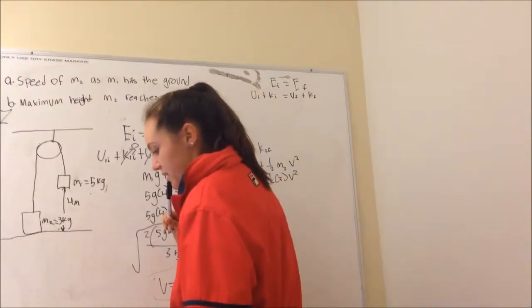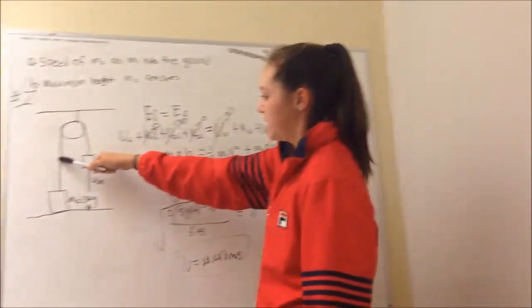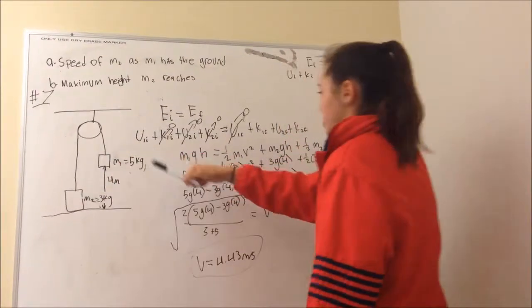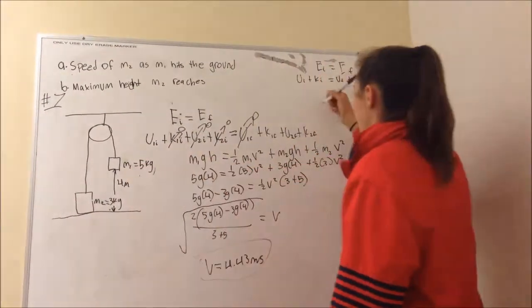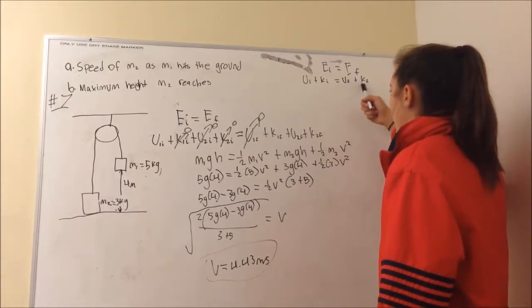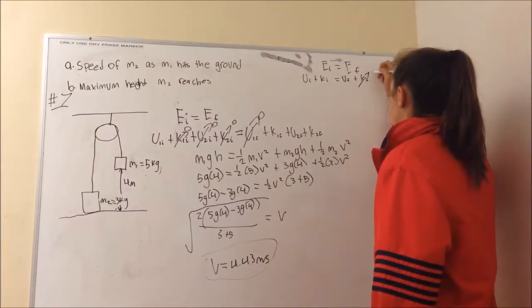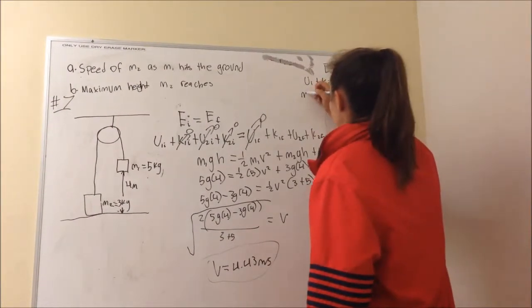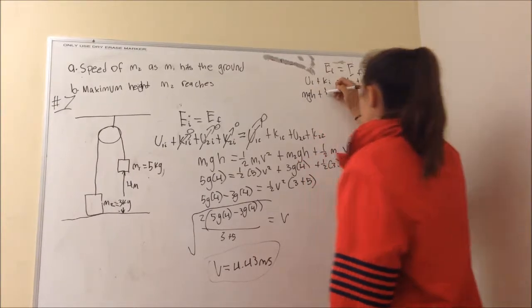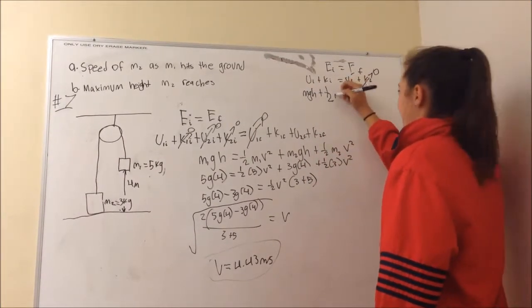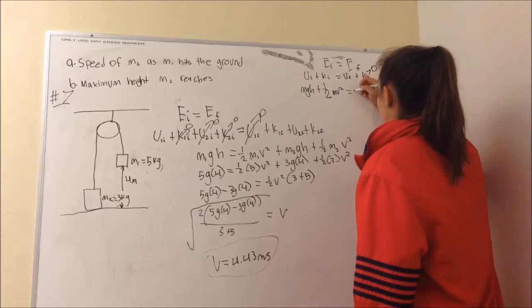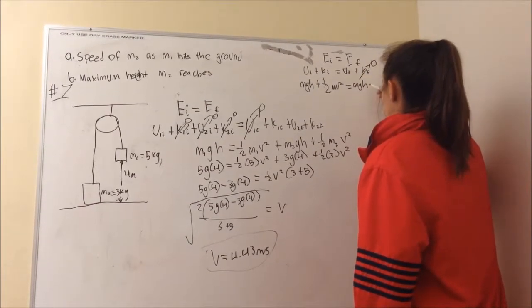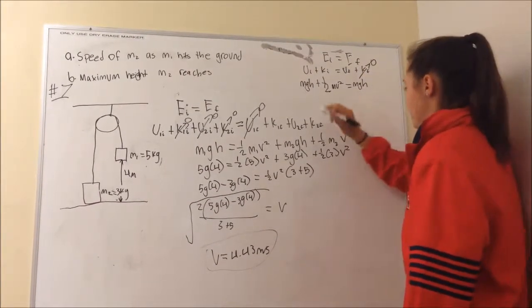And then since it will have an initial gravitational potential energy and an initial kinetic energy, but it won't have a final kinetic energy, so that's 0. This is m g h plus 1/2 m v squared equals m g h, and this is the h that we're looking for.